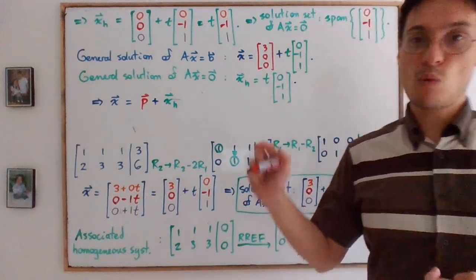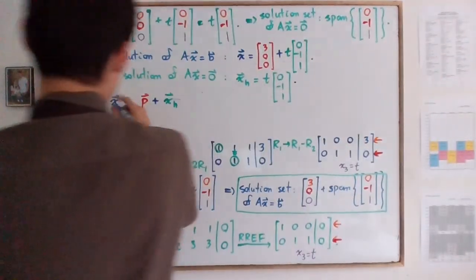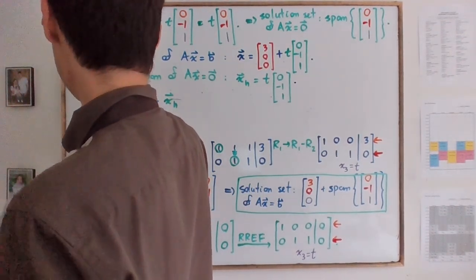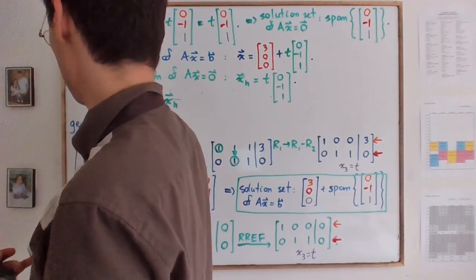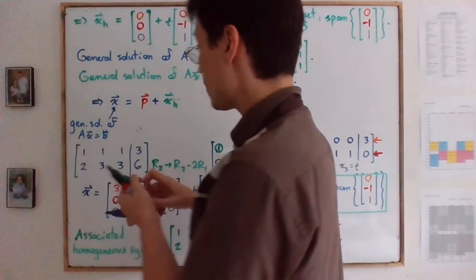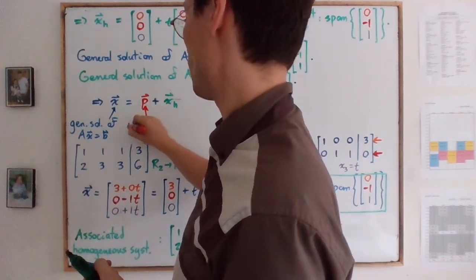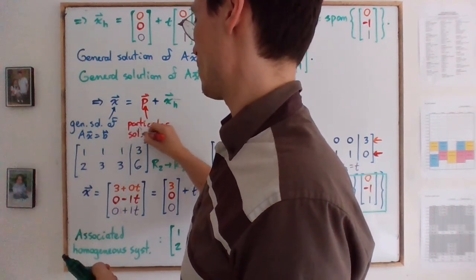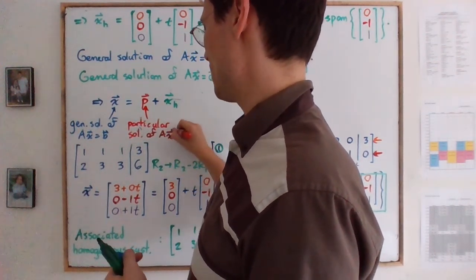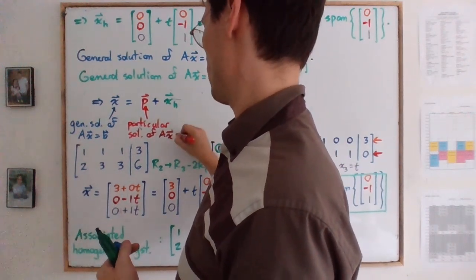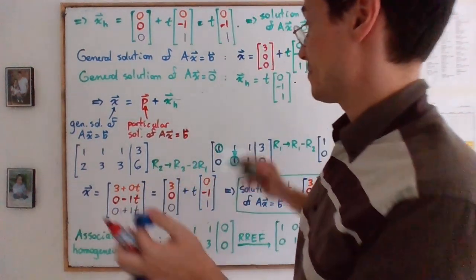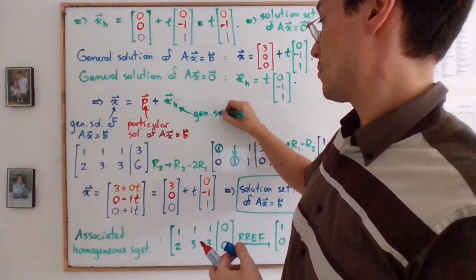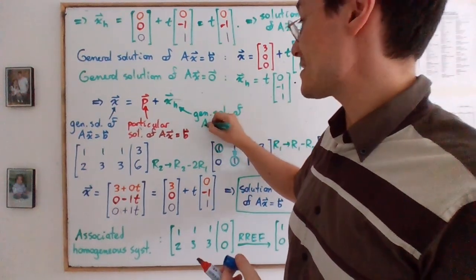Okay, but when I write this, I'm writing here the general solution of AX equals B is equal to particular solution of AX equals B plus, and this is the general solution of AX equals 0.